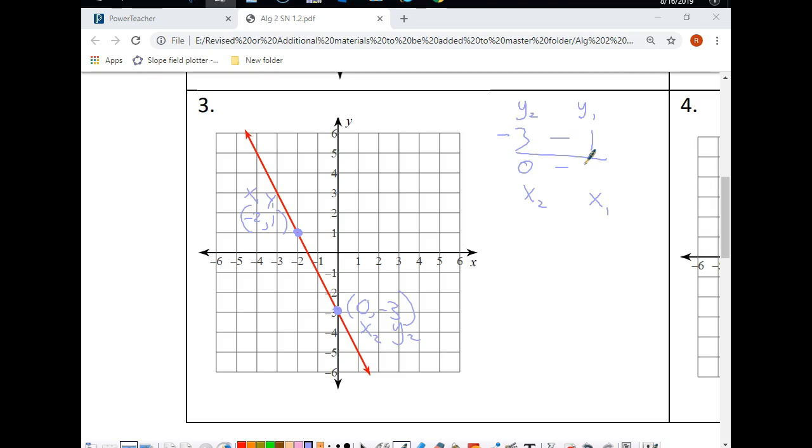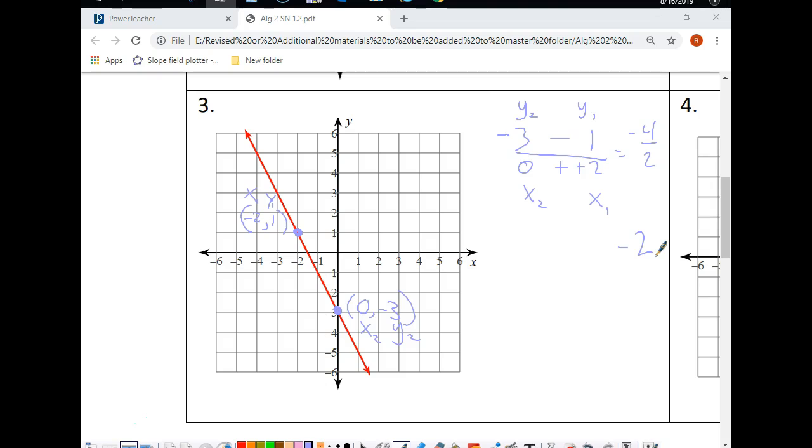All right, so what did we say this one was? -2, right? All right, so John Chavez, what happens here, man? Okay, so the top, -3 take away 1 is -4. 0 and 2 is 2. Don't forget to simplify, right? -4 over 2 is -2. We're not done because we need to say whether it's increasing, decreasing, or constant.